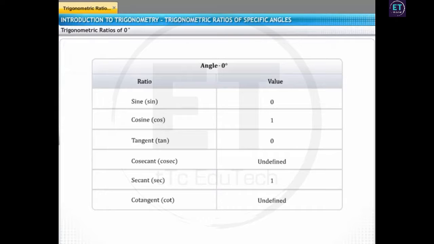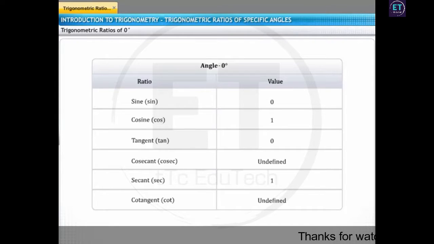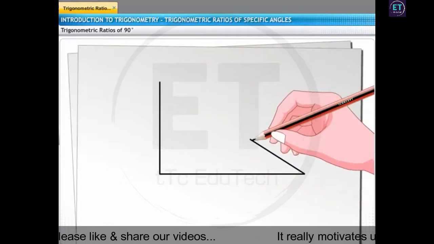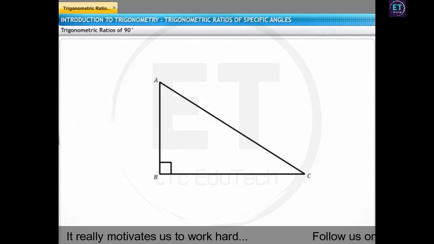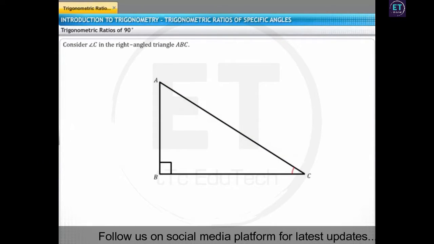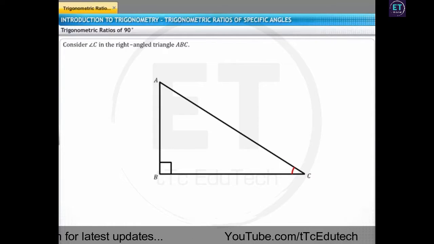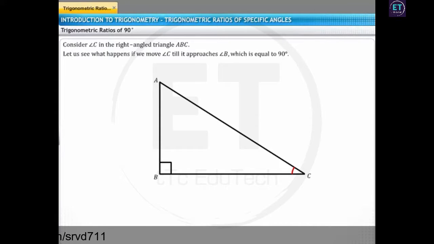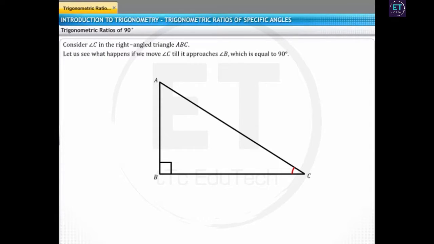Let us quickly recap the trigonometric ratios of an angle that measures 0 degrees. Consider angle C in the right-angled triangle ABC. Now, let us see what happens if we move angle C till it approaches angle B, which is equal to 90 degrees.